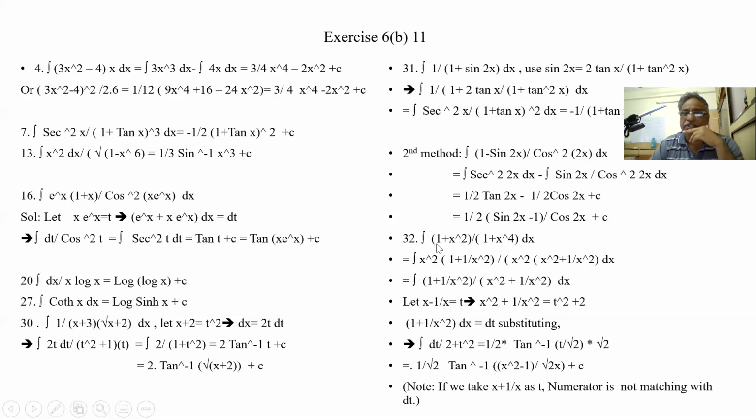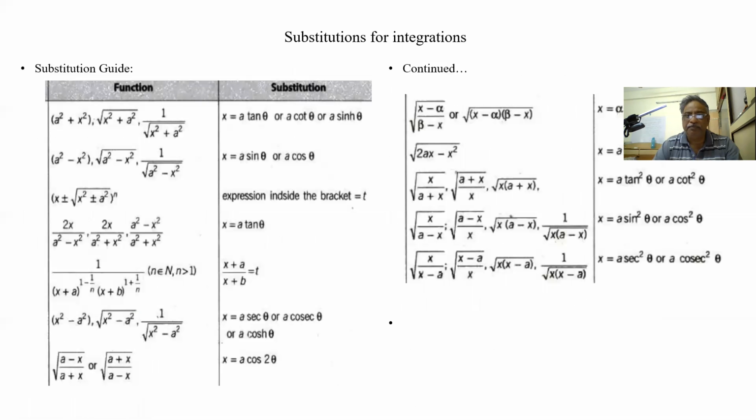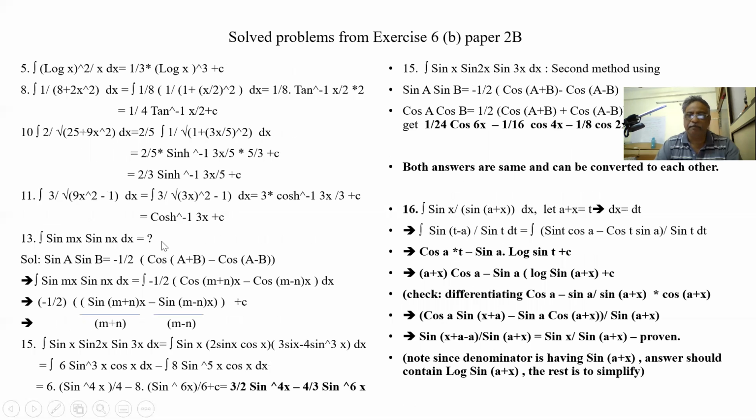Okay. Let us see another problem. Integration of 1 plus x square by 1 plus x to the power of 4. So we do not have any direct method here. It is in this form, a square plus x square by a square minus x square, or 2x by a square plus x square. It is none of these forms.